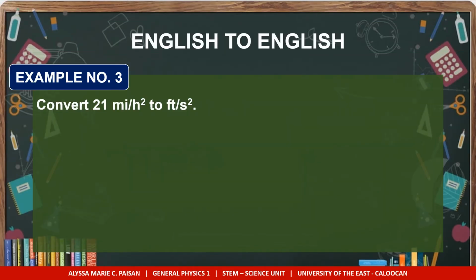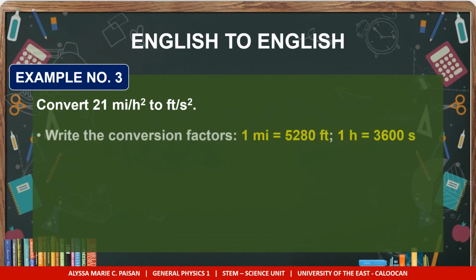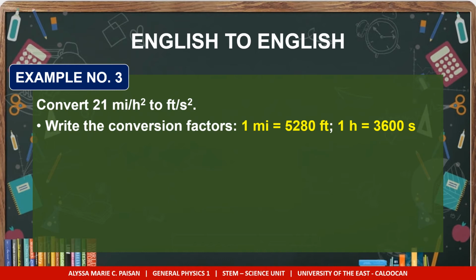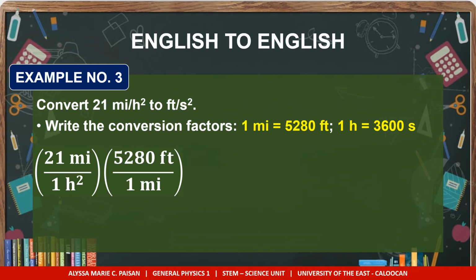Example number 3, convert 21 miles per hour squared to feet per second squared. Again, we will have two conversion factors. For distance, we have 1 mile is equal to 5,280 feet. And for time, we have 1 hour is equal to 3,600 seconds. For the solution, let us write in fraction form 21 miles per hour squared. And it will become 21 miles over 1 hour squared. Let us write the conversion factor for distance, which is 5,280 feet over 1 mile. The mile, as you can see, is in the denominator, so we can cancel the mile in our given.